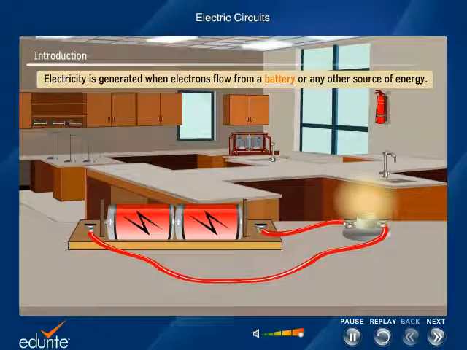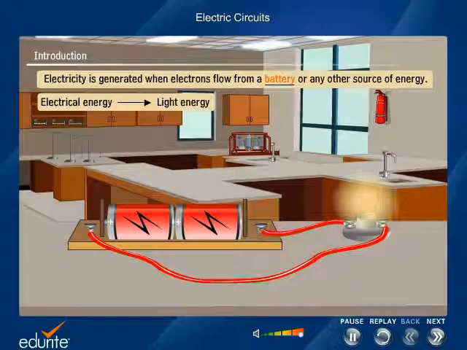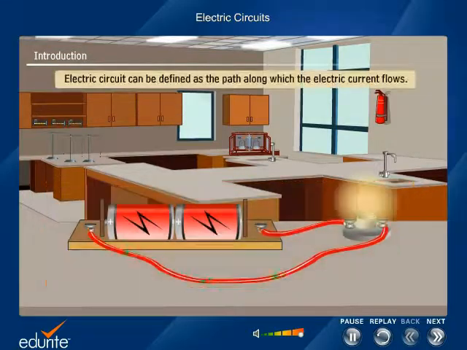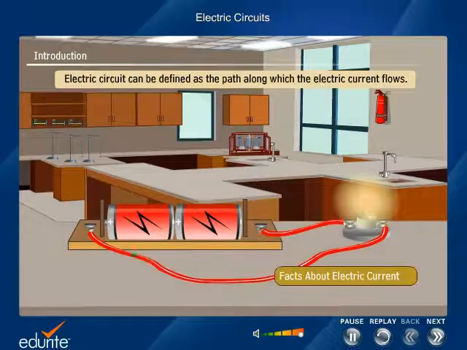Connect the battery to the bulb using two pieces of insulated copper wire. What we saw now is the transformation of electrical energy into light energy. That is, the electrical charges flowed from the battery through the wires into the bulb along a set path called a circuit. Thus, electric circuit can be defined as the path along which the electric current flows.